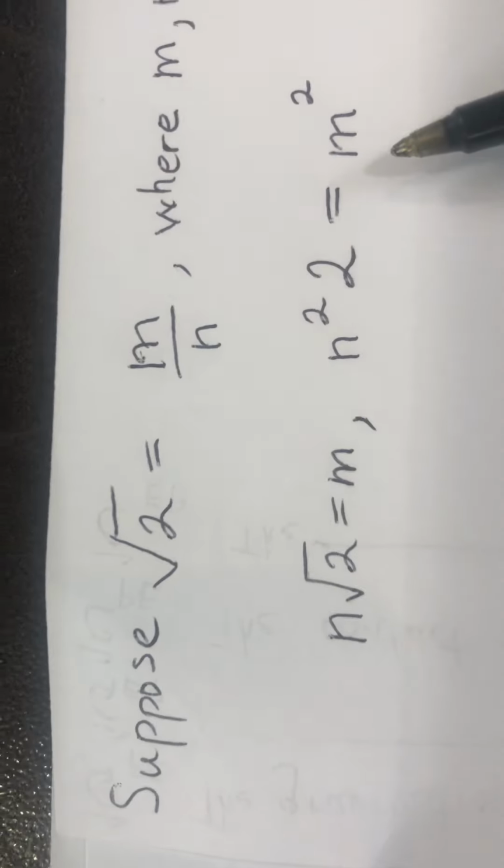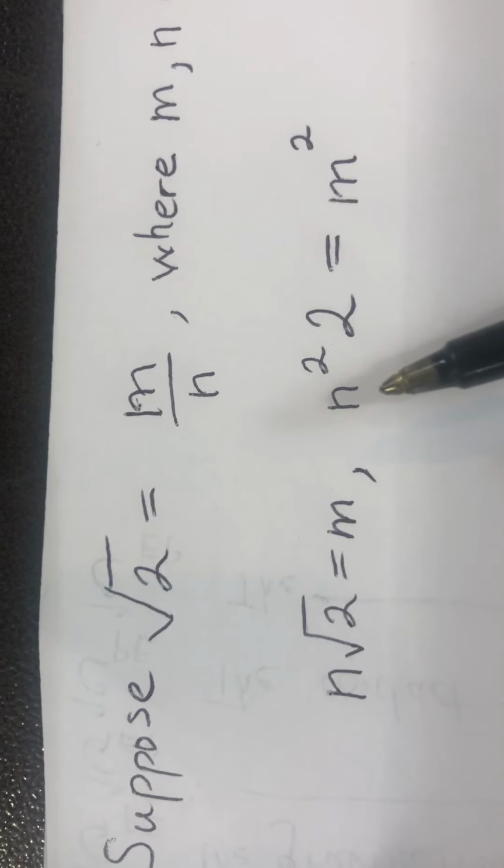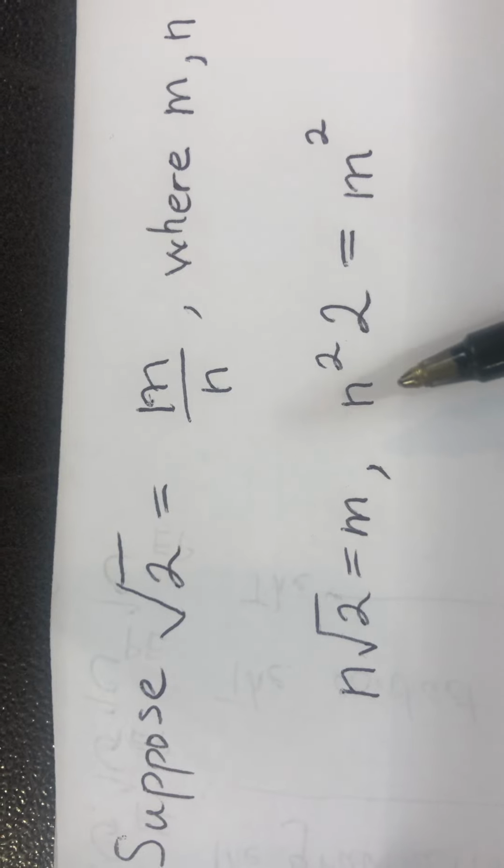Obviously we just multiply both sides by n. Now here I square both sides, and we're done. This is the end of the proof, because we know that every positive integer greater than 1 can be factored into primes in a unique way. That means basically one and only one way.